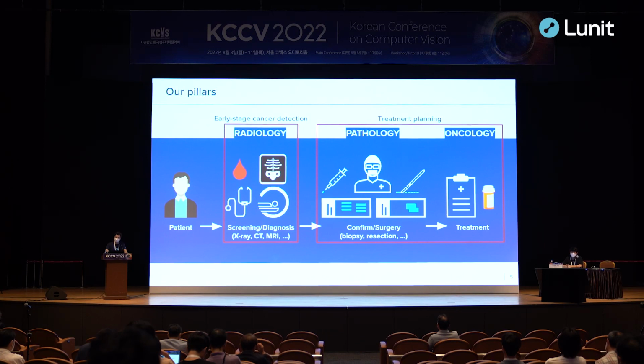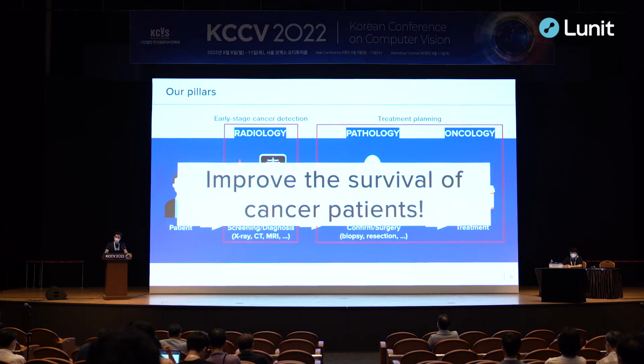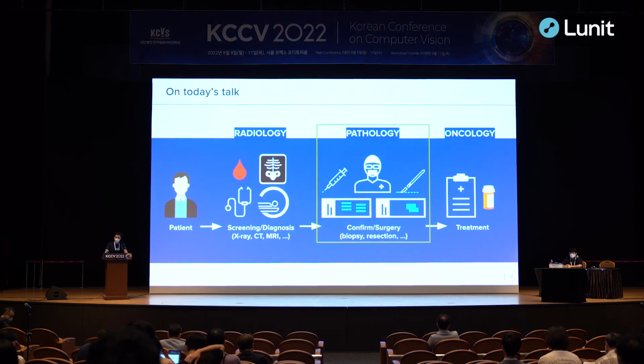So the treatment that works for someone may not work for someone else, and we need to plan the best treatment for these people. And this is a combination of two modalities: pathology, that deals with microscopy images, and oncology, that predicts cancer treatment. And by these pillars, we want to achieve our objective of improving the survival of cancer patients. But for today, I will focus on pathology, where we use most of computer vision in the oncology research department.